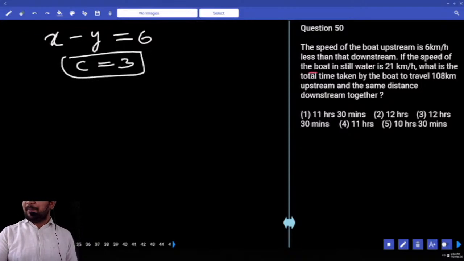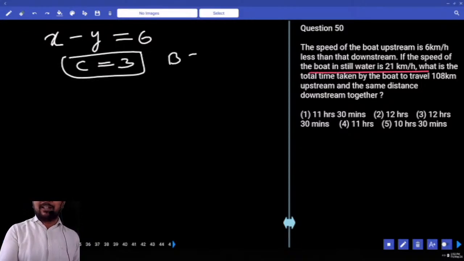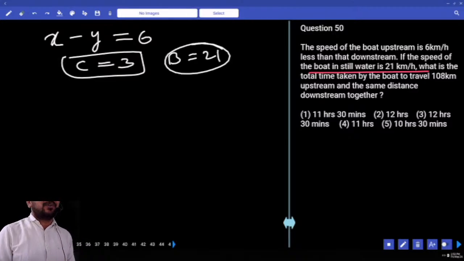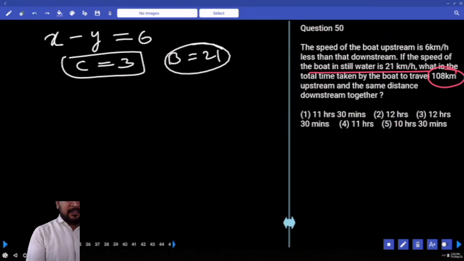They are given the speed of the boat in still water. Speed of the boat is what? 21. Now we know B, now we know C. Now we can find out the downstream speed and upstream speed. Are you clear? So how much distance?